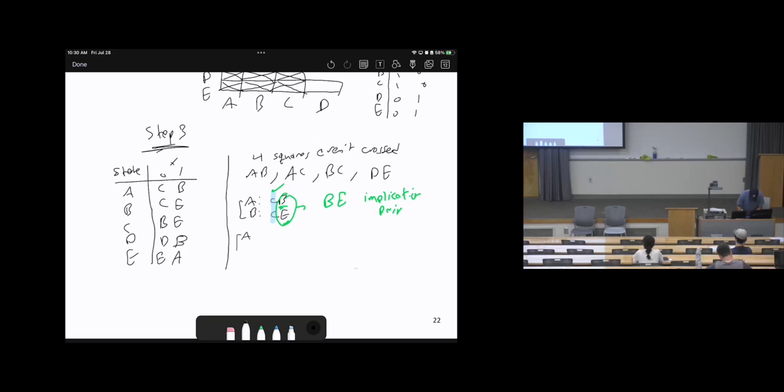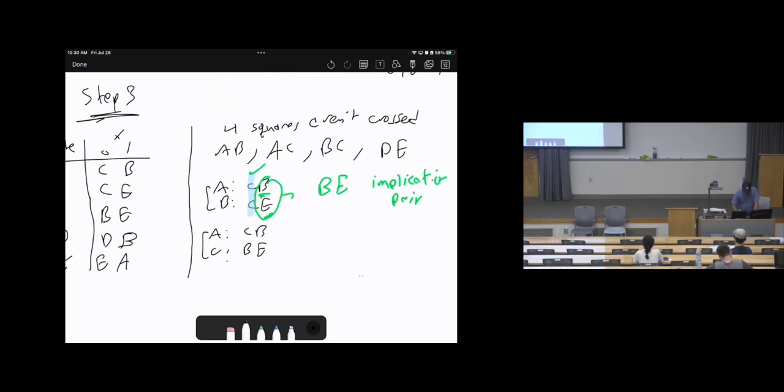Let's go to A and C. Here is A, here is C. A goes to C and B, C goes to B and E. So we will see that both are also the main reason for being not equivalent. They are called implication pairs. So the first pair is called CB, or sometimes BC, because I prefer the alphabets. BC, then this one BE. Okay? Does this make sense? All clear?